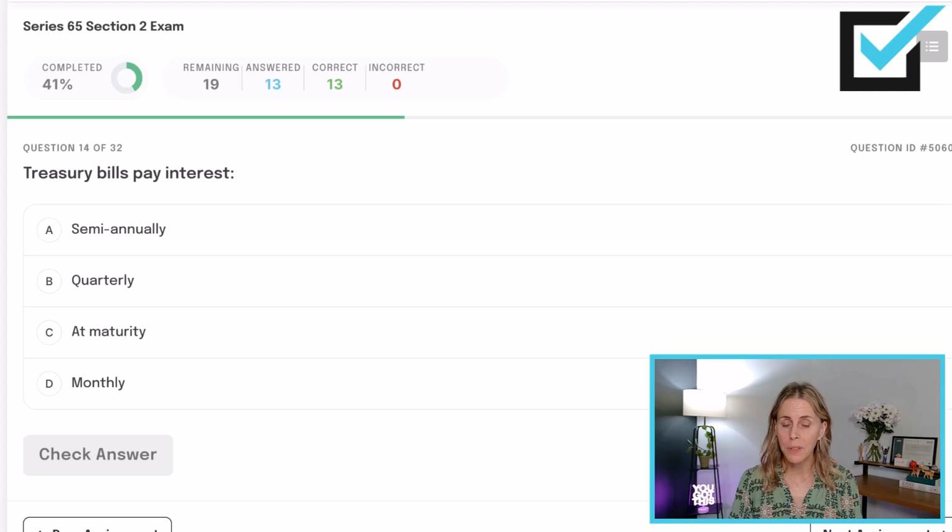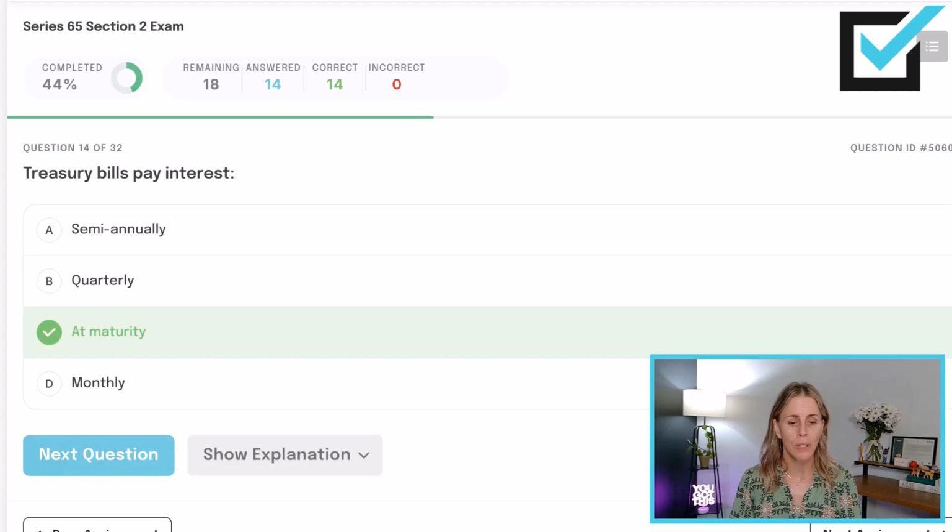Treasury bills pay interest semi-annually, quarterly, at maturity, monthly. Treasury bills are sold at a discount. The interest is paid at maturity. They are money market instruments maturing in 4 weeks, 13 weeks, 26 weeks, and 52 weeks.